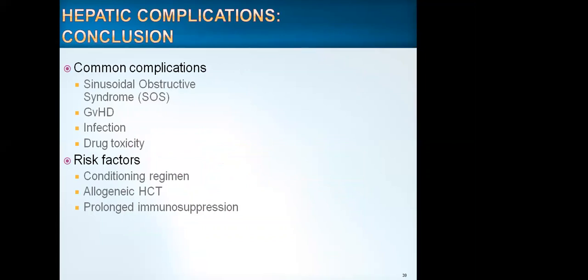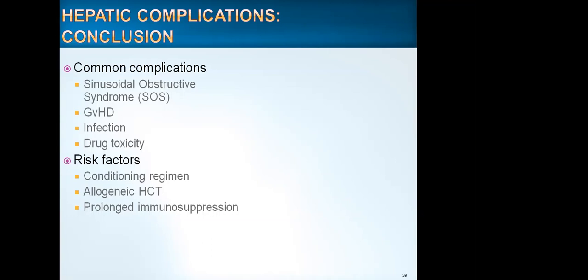So generally, in conclusion, the common hepatic complications we see in our transplant are SOS or VOD. So obstruction syndromes we will see, GVHD we will see, liver infections we will see, and drug toxicities we will see in our SCT cases. And the risk factors for all these liver toxicities and problems are like the conditioning regimen.